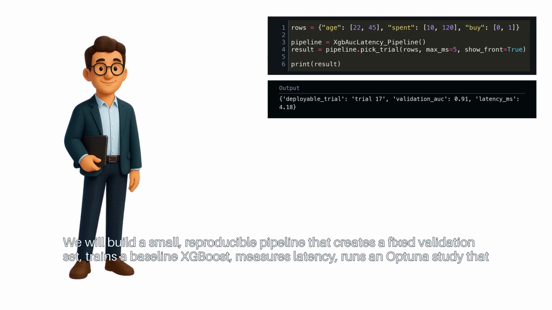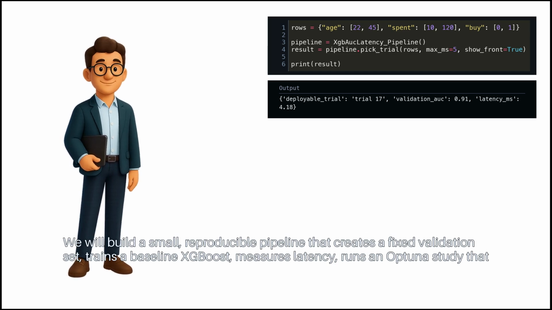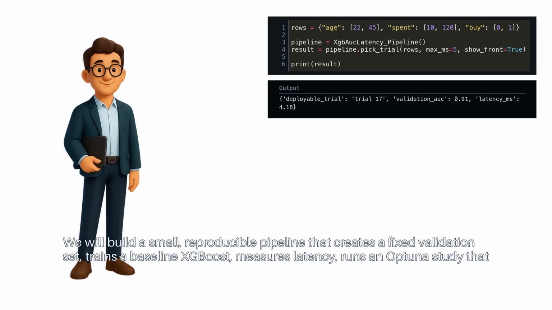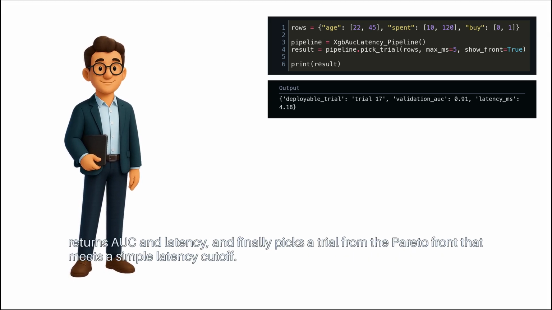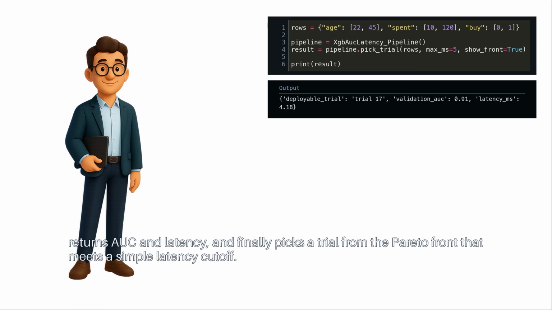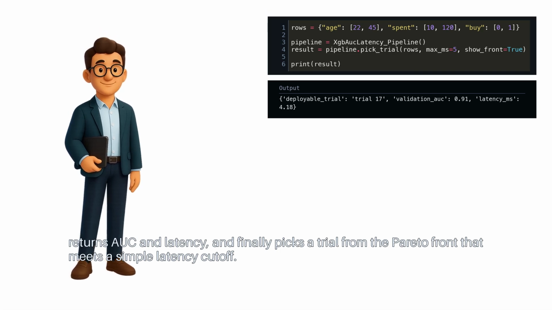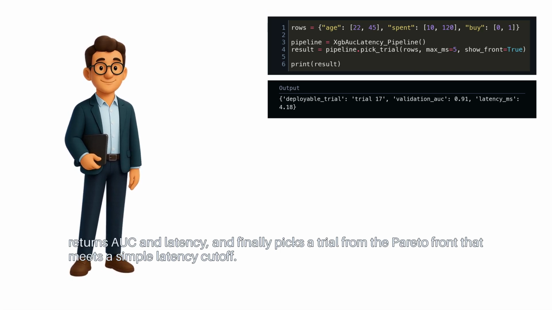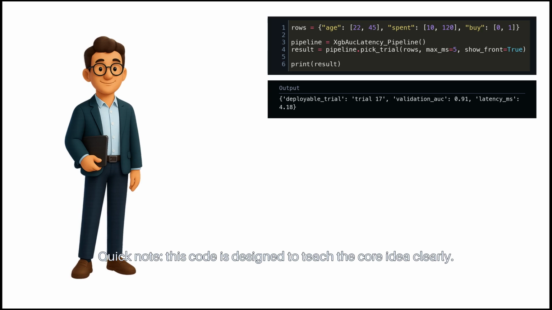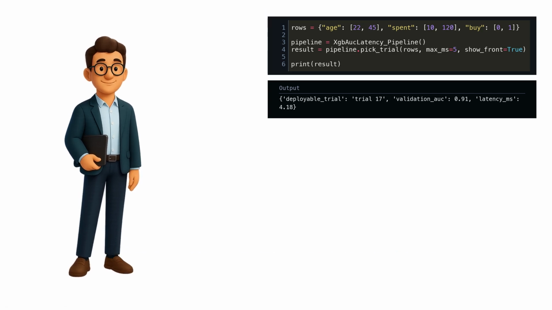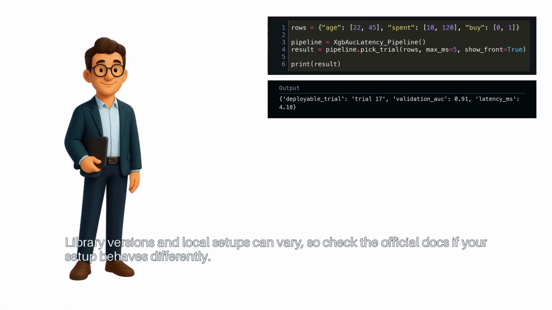We will build a small, reproducible pipeline that creates a fixed validation set, trains a baseline XGBoost, measures latency, runs an Optuna study that returns AUC and latency, and finally picks a trial from the Pareto front that meets a simple latency cutoff. Quick note, this code is designed to teach the core idea clearly. Library versions and local setups can vary, so check the official docs if your setup behaves differently.